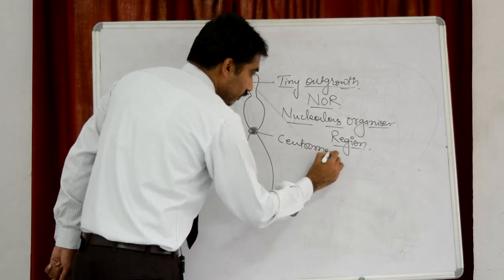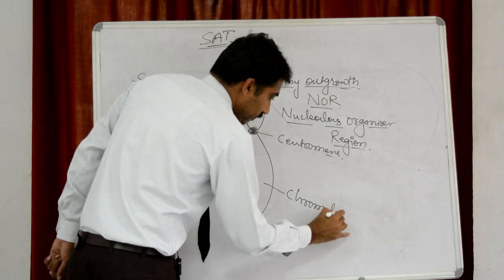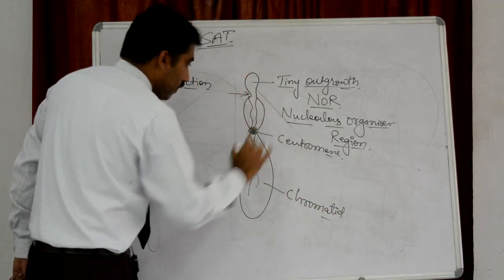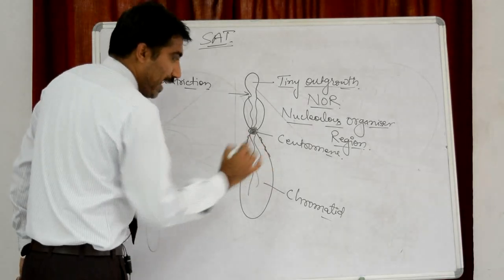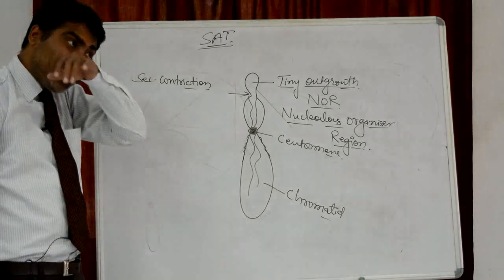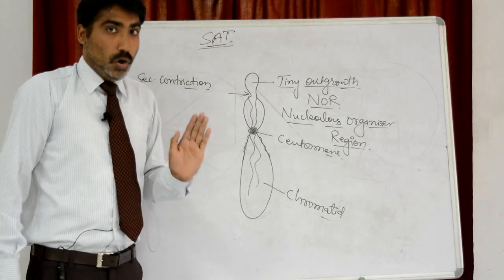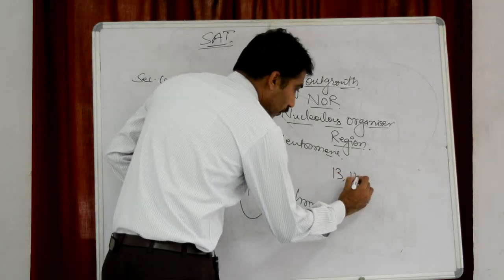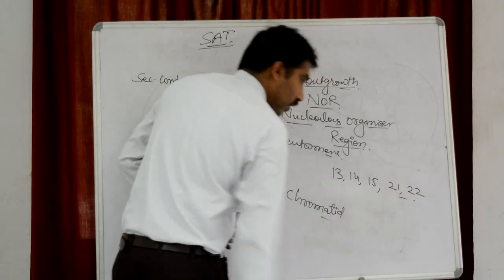This is a centromere. This is the chromatid. Inside the chromatid, these are chromonemata fibers. The membrane of the chromosome is the pellicle. All other things remain the same. So we have a total of 5 homologous pairs of this kind. These are the 13th, 14th, 15th, 21st and 22nd.